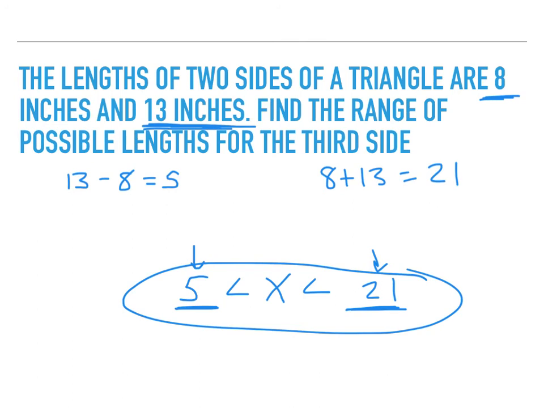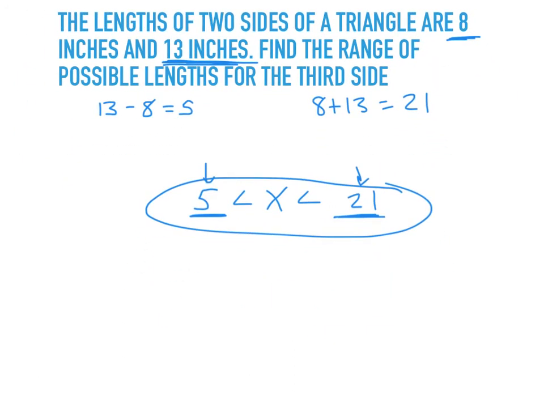So if we plugged in any number in between 5 and 21 and added them together and see if it's greater than the third side, it would work. So what's a number in between 5 and 21 that we can try? 10. So if we have a triangle with 8, 13, and 10, what are our two smallest sides here? 8 plus 10, 18, which is greater than 13, so that works.